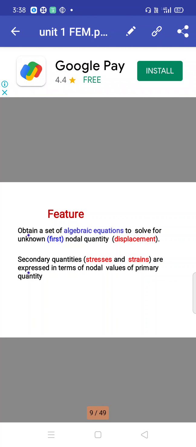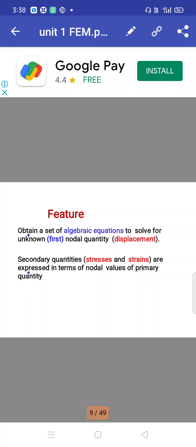So these are the things to be considered, expressed in terms of the primary quantity. The primary quantity is the displacement. Displacement means how the displacement happens, when we apply the force. So force is the primary one. So that is the primary quantity. With respect to the primary quantity, we can specify the secondary quantity or secondary variables. So these things are to be ensured.